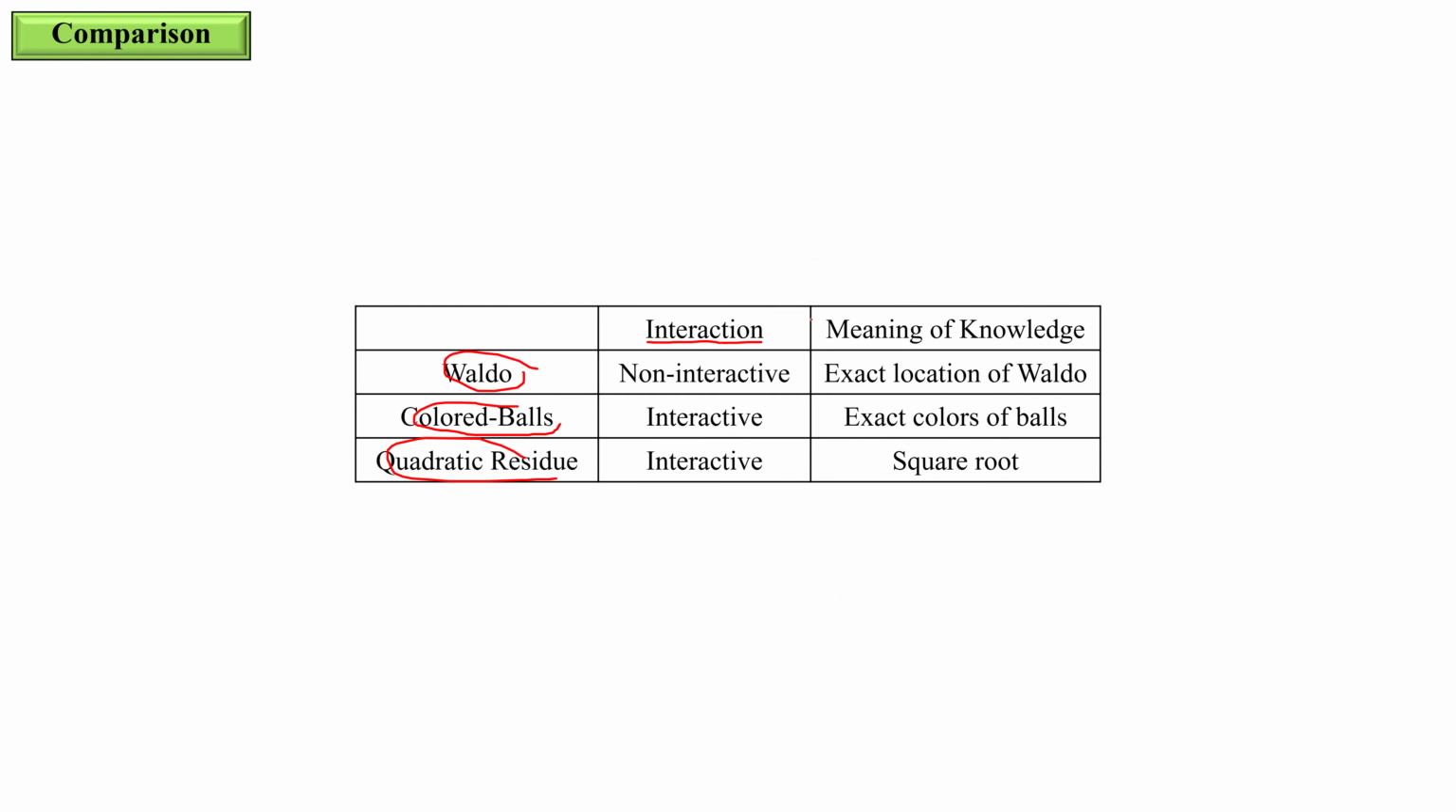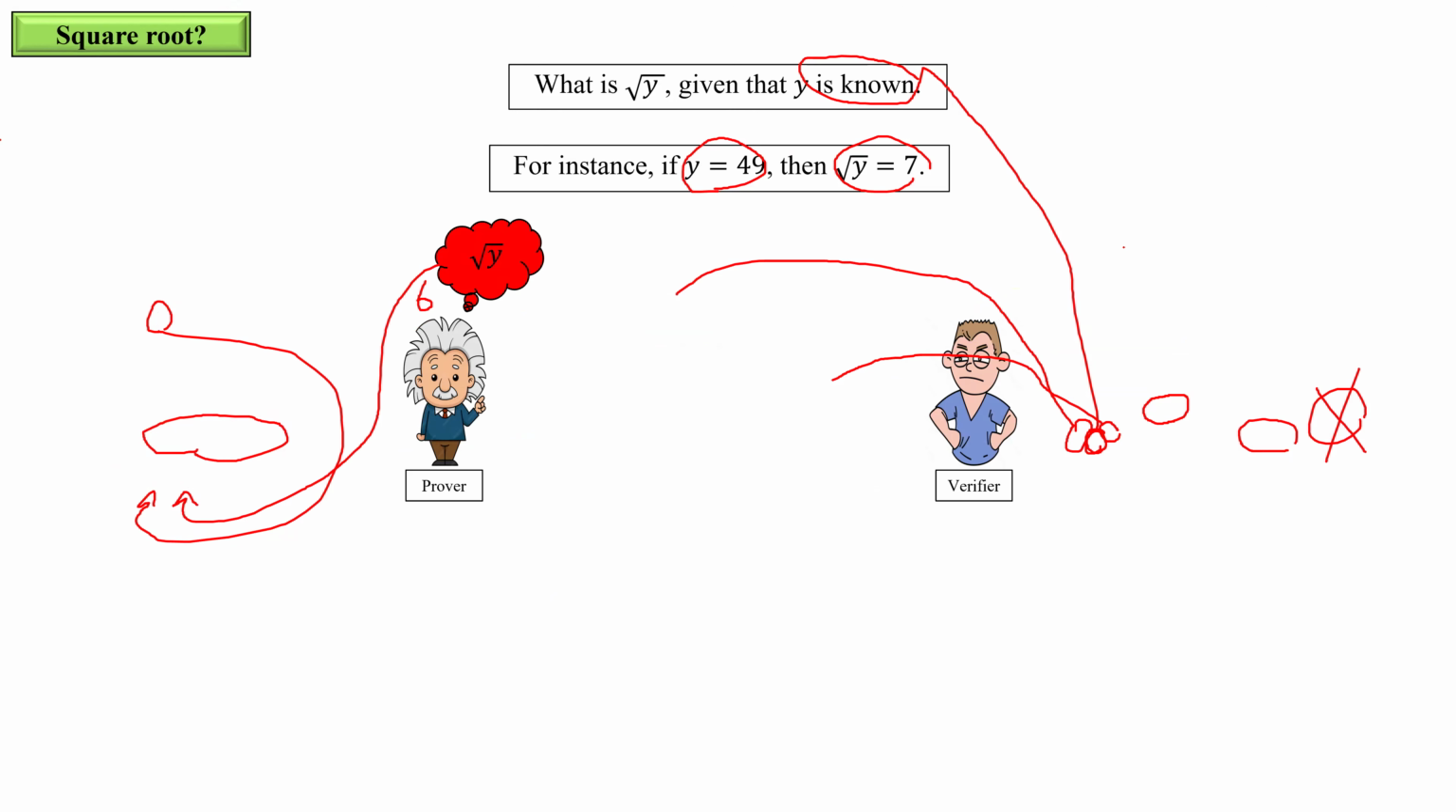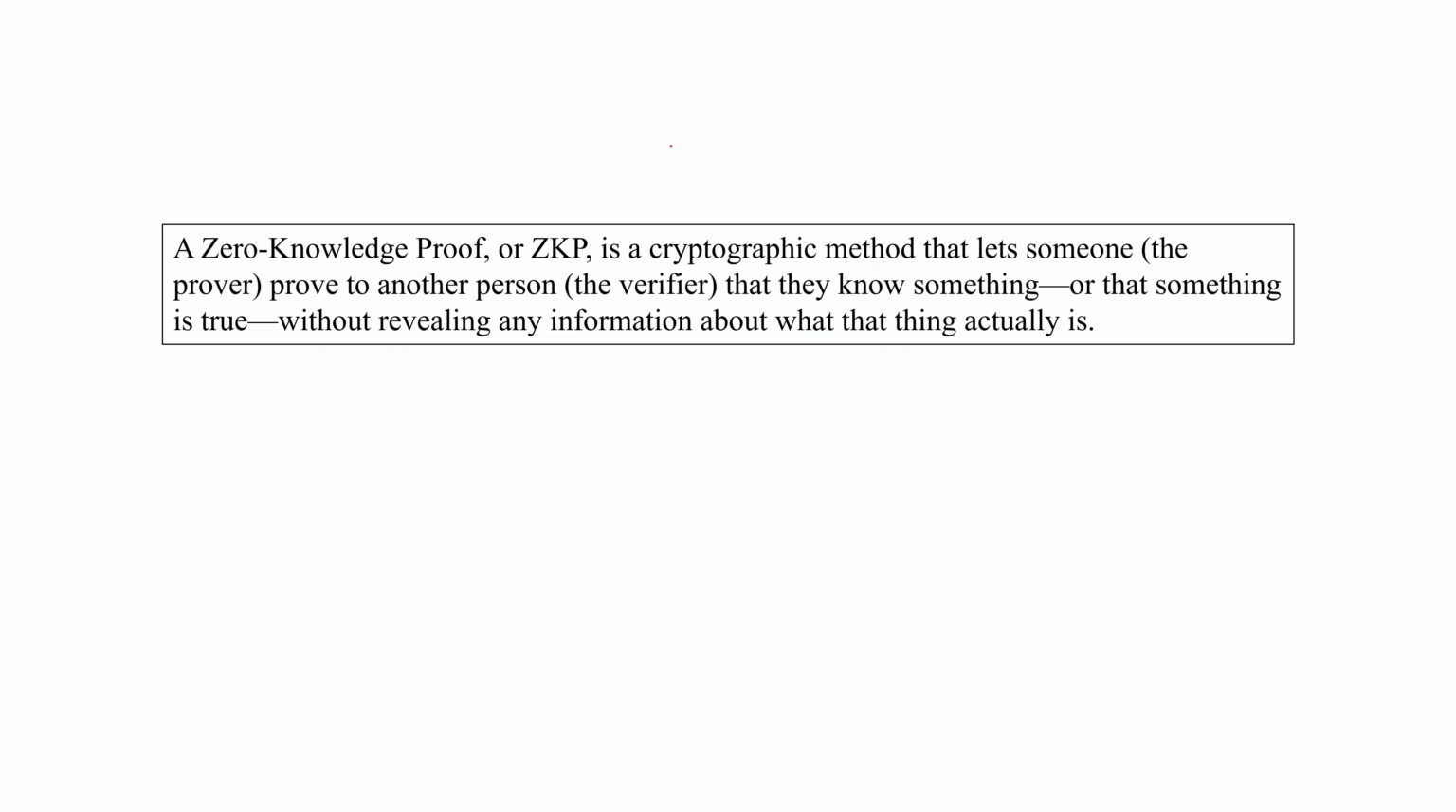Okay, the other criterion is the meaning of knowledge. In zero knowledge proof, the term zero knowledge refers to different kinds of knowledge. So if you go back to the first definition of zero knowledge in the first slide, we mentioned that a zero knowledge proof is a cryptographic method that allows someone to prove something that they know, or that they know some knowledge. So in different puzzles, the meaning of this knowledge is different, right?